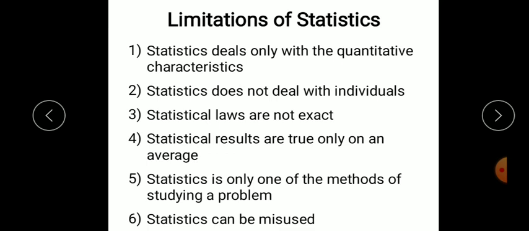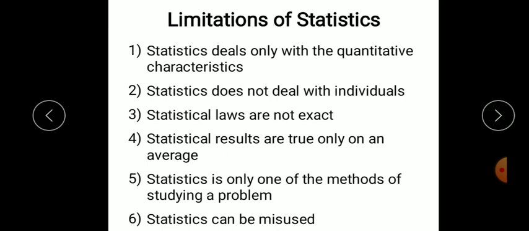And lastly, statistics can be misused. This is probably the most important limitation of statistics. This can be considered as the main limitation of statistics. If put into wrong hands, it can be misused. This misuse can be at times accidental or sometimes it may be intentional.